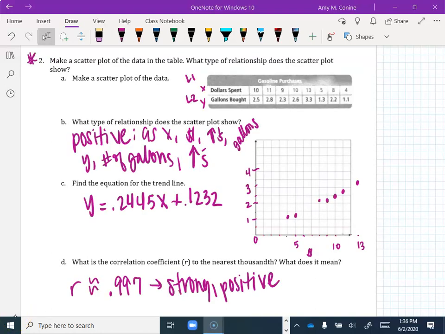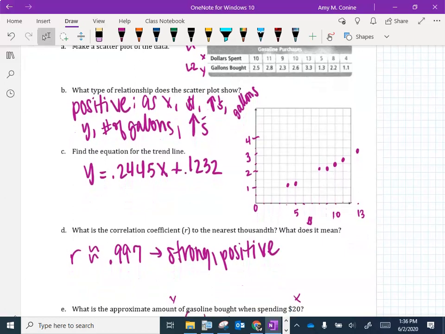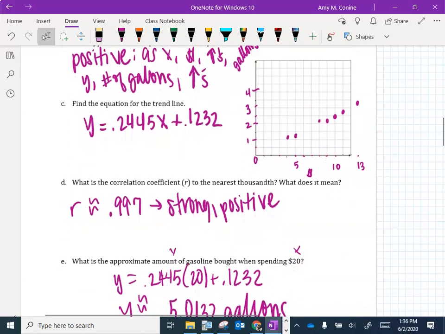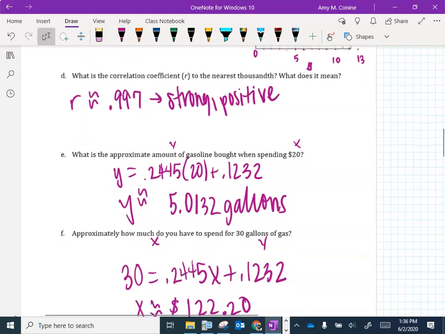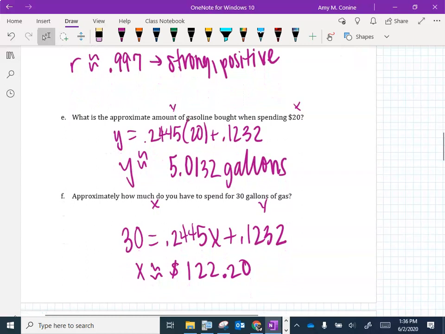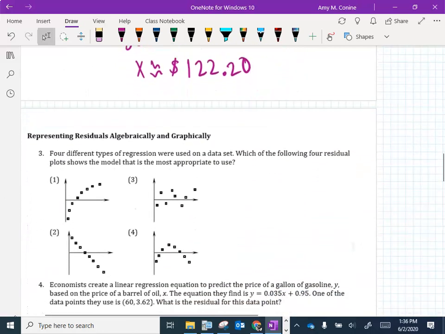Alright, so this is what you should have had. So hopefully when you went through your questions and your answers, this is the information that you could tell me. Okay, so just take a minute, pause it if you need to check it. So you needed to do parts A through F. Okay, so for E you had to find Y, and for F you had to find X.